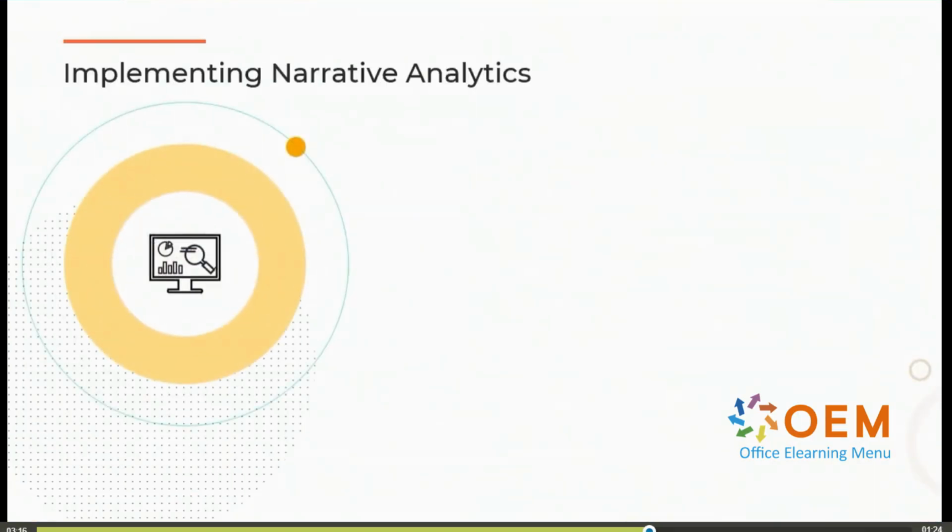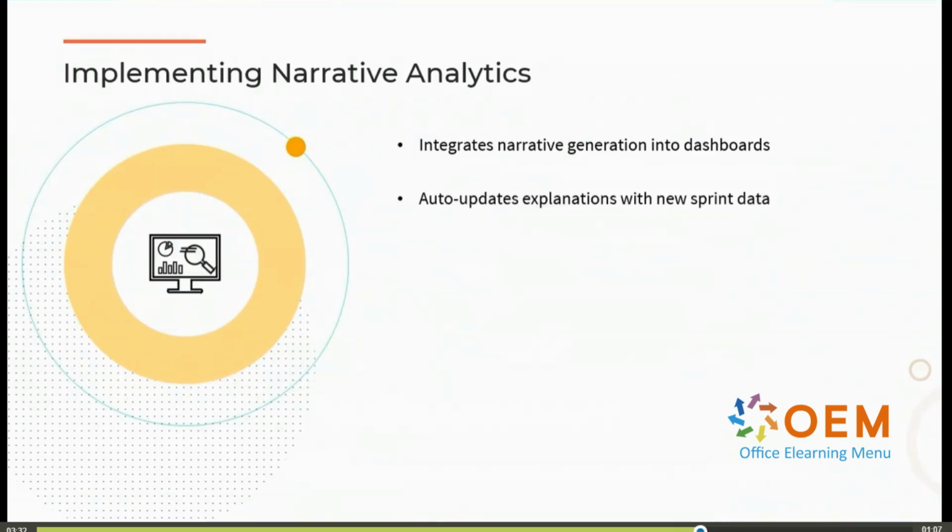Implementing narrative analytics involves three key steps: integration, quality control, and continuous improvement. Today, many modern business intelligence tools and Agile analytics platforms come with built-in natural language generation features. This means that text explanations can appear right alongside your charts, making the data easier to understand. By connecting these tools with your project management systems, the insights update automatically whenever sprint data refreshes.